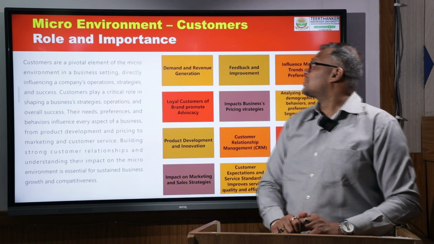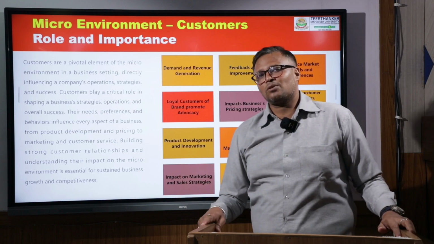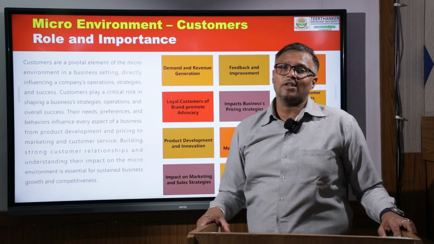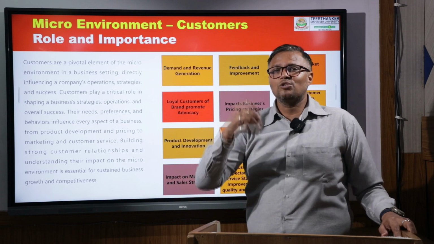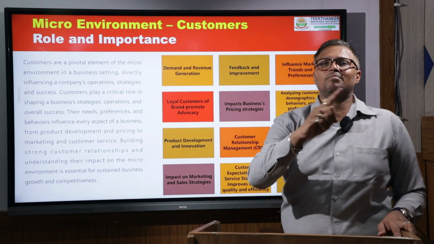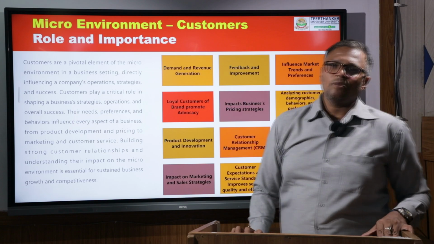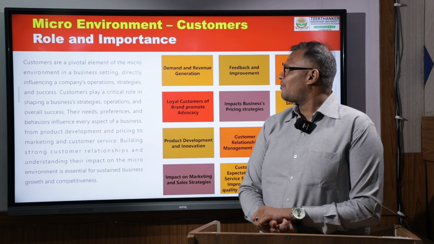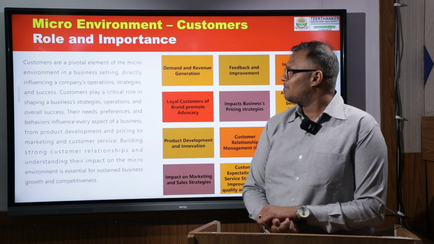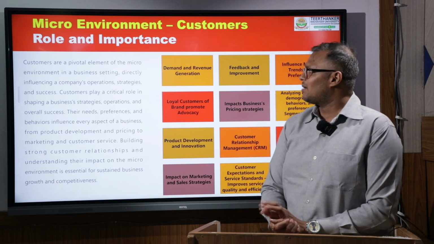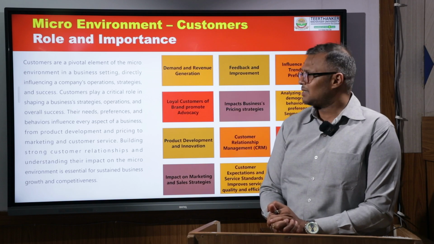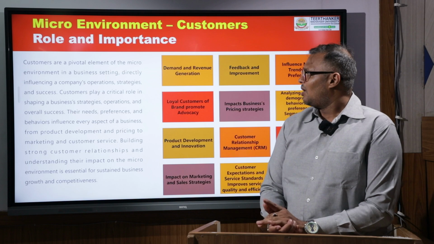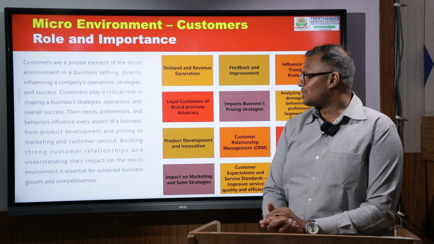The next slide discusses the role of customers in the business organization. Remember, the role of customers. Customers are the epicenter of any organization. Customers or consumers are those people around which the entire business rotates. They are those people for whom the organization works. Thus, customers are the pivotal element of the macro environment in business settings, which directly influences the company's operations, strategies, and success. Customers play a critical role in shaping the business strategies, operations, and also the overall success.